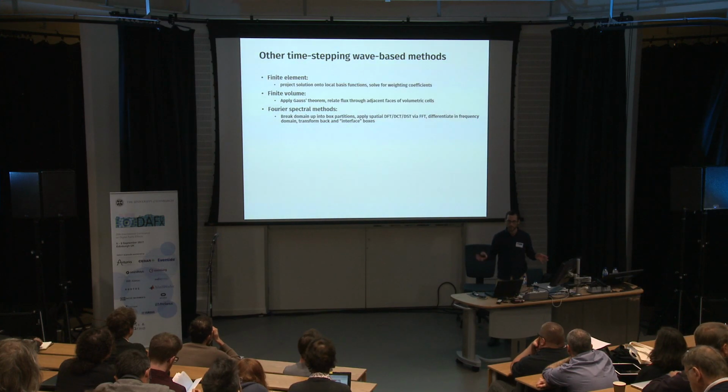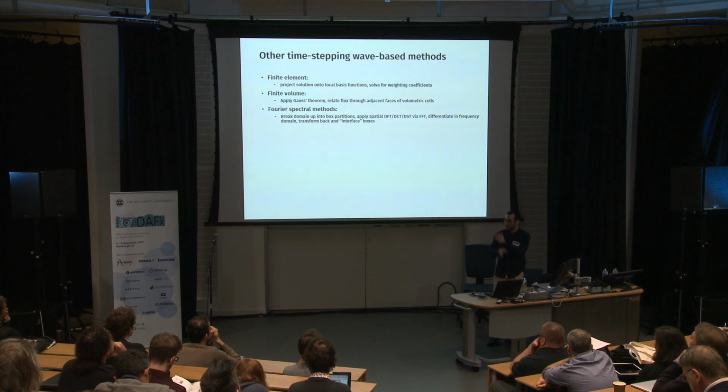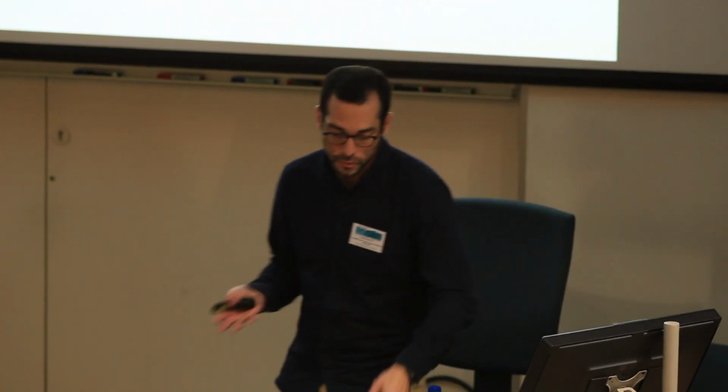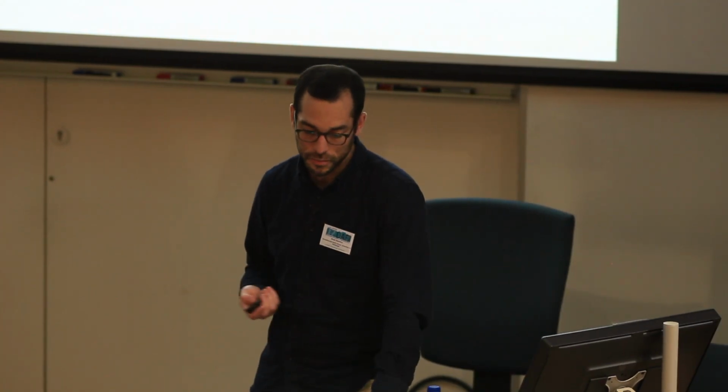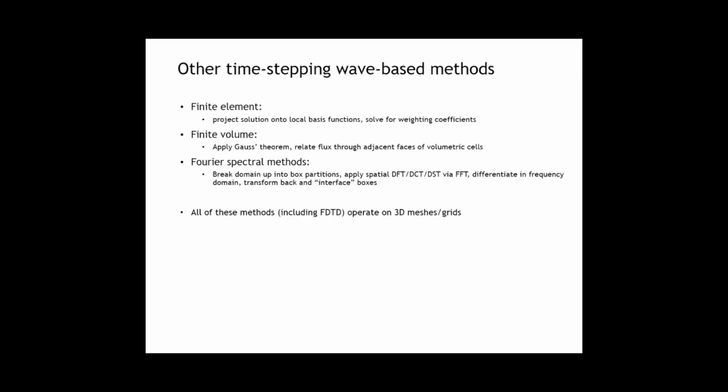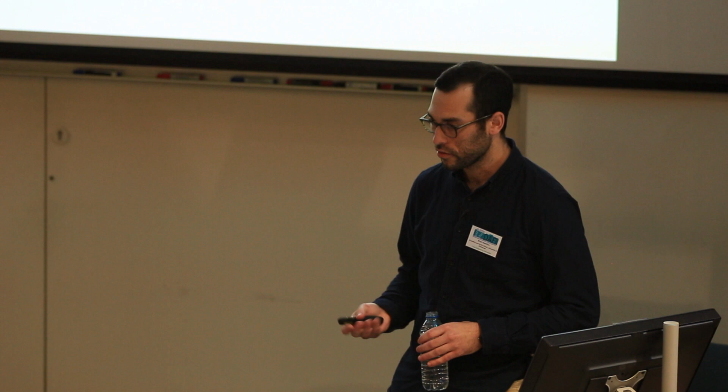But the problem is this only works over a box, so you have to break up your room into a bunch of boxes, and you have to treat them all separately and then interface between the boxes, which will bring in some error and maybe some stability issues. Now, all of these methods are volumetric, or they operate in 3D space. They all operate on meshes or grids, and they all adhere to the same sampling considerations as finite difference time domains.